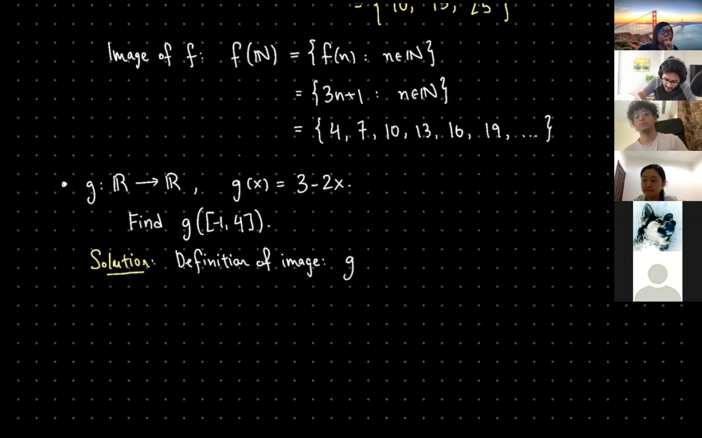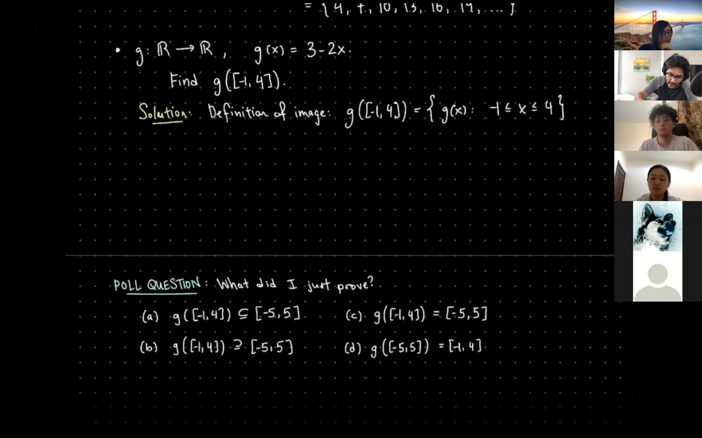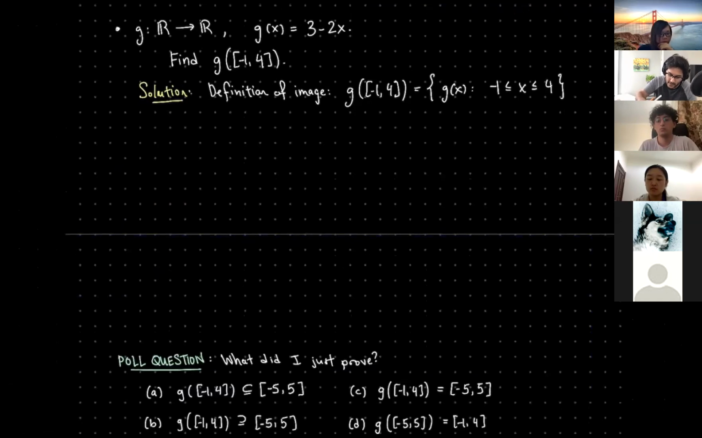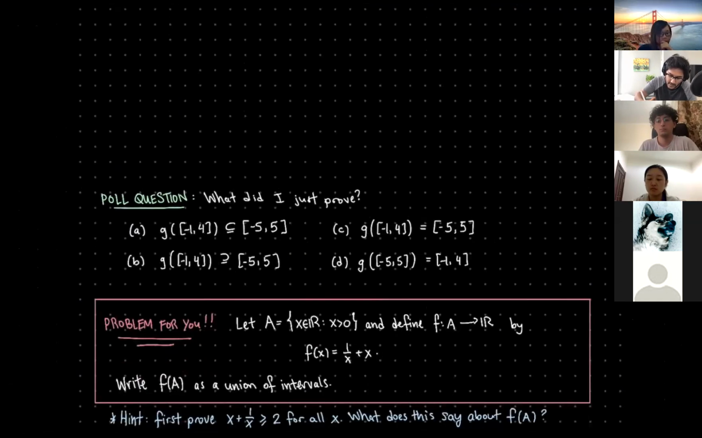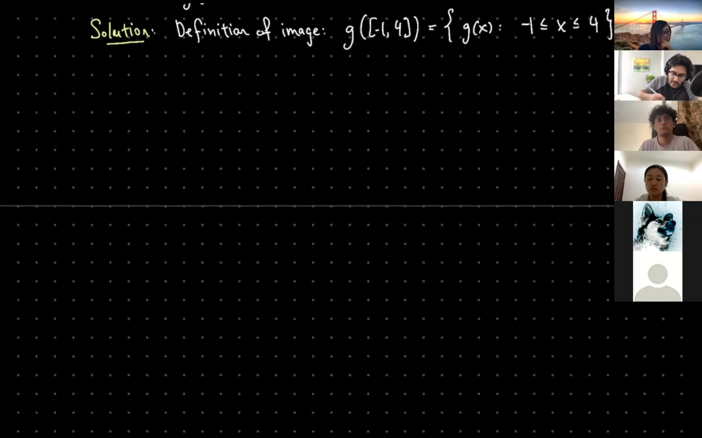So g of -1 to 4 would be the set of all possible values g of x, where x is in the interval from -1 to 4, which I can write as x is between, I can use inequalities to represent that interval. Okay, so this is the definition of the image. And I wanted to ask you something about my problem in a second, but I'm going to keep making more space for myself. This is the definition of the image of a function.